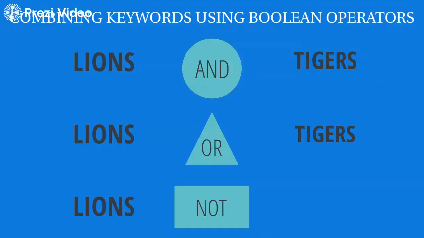And then there's not. So clearly, if we're looking for lions and tigers, we're probably looking for animals. However, there's also a football team referred to as the Lions. So if I know that I want lions the animal, not anything to do with football, I can search for lions, not football, and that should remove anything football related from my search results so that I don't have to weed through those myself.